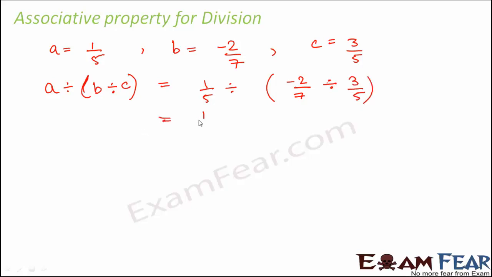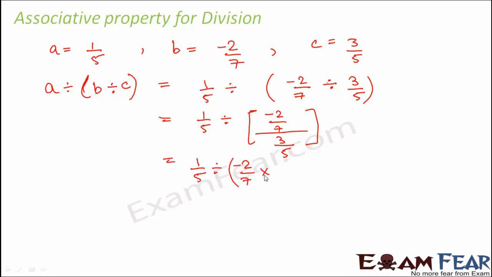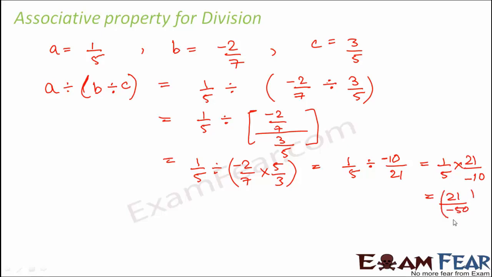So this can be written as 1 by 5 divided by, this would be minus 2 by 7 divided by 3 by 5. So this would be equal to minus 2 by 7 into 5 by 3. So this comes out to be 1 by 5 divided by minus 10 by 21, or this is equal to 1 by 5 into 21 by minus 10. So this is how we divide, right? So this comes out to be 21 by minus 50.